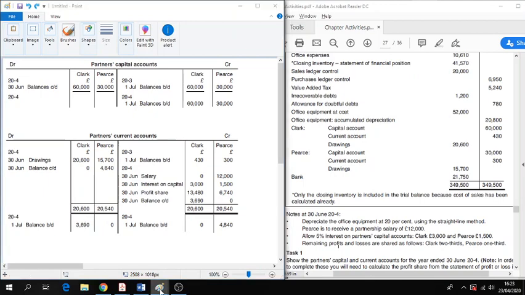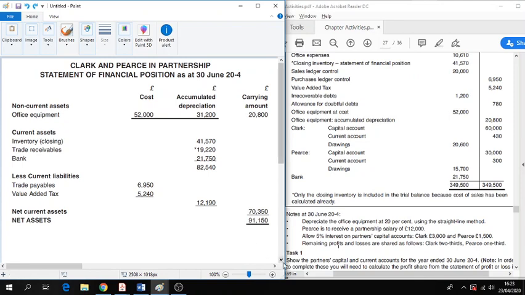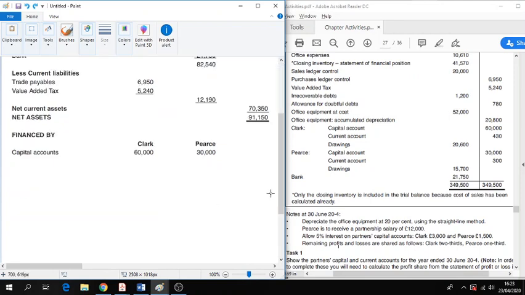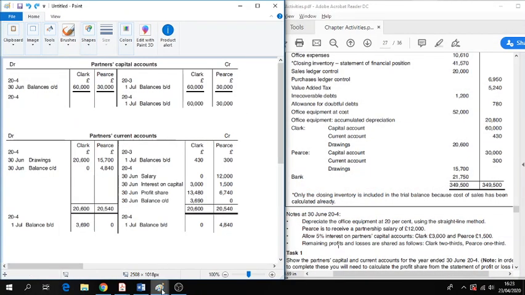Okay, let's get back to the FP, which is here. So we have the finance by section, where we have capital 60, 30 for Pierce, and then we have the current account for Pierce, which is from the previous T account that we did, and we have Clark with a negative. Remember, we said Pierce has a positive and Clark has a negative, and if we just quickly refer to that, 4840, 3690.